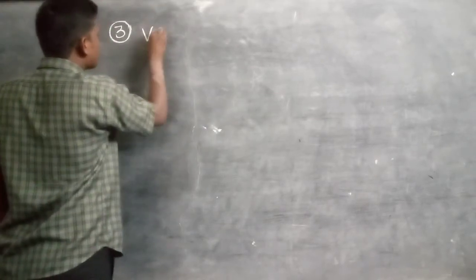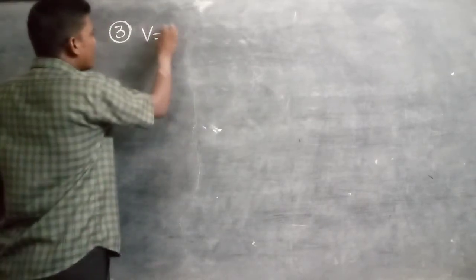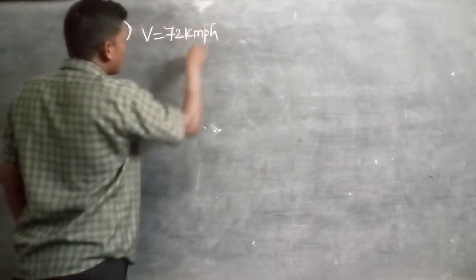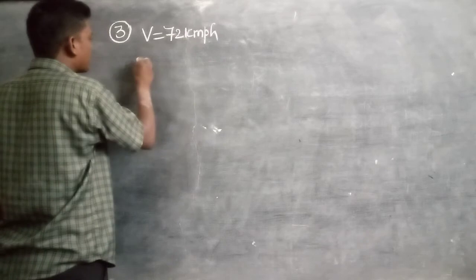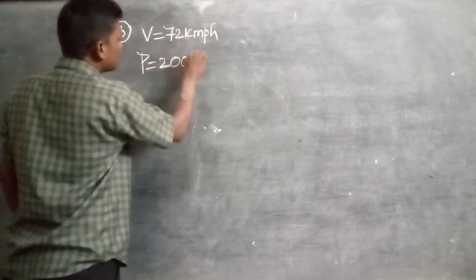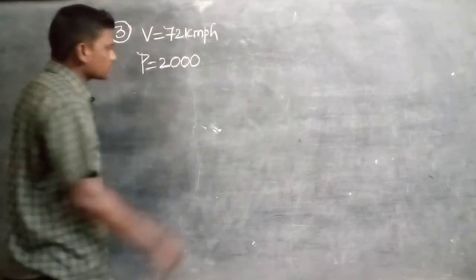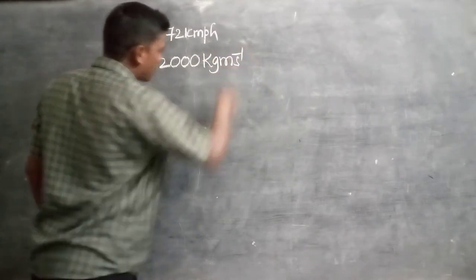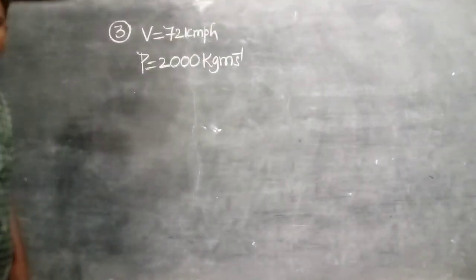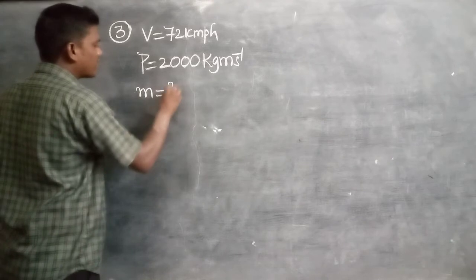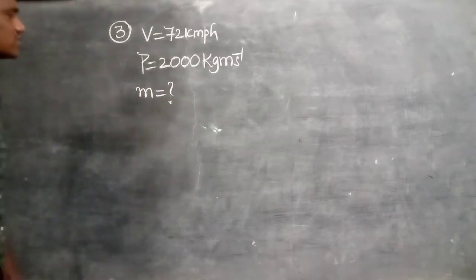So according to the statement, what is given: velocity is 72 kilometers per hour, or km by h. Next, momentum is also given. What is the momentum? 2000 kilogram meter second power minus 1, that is given. You can find which value? Mass. That's why you can find the m value.